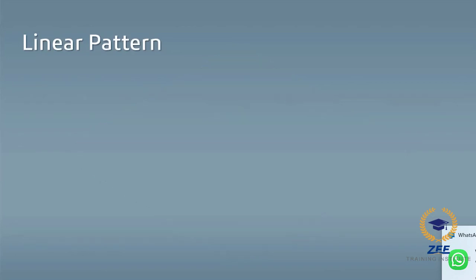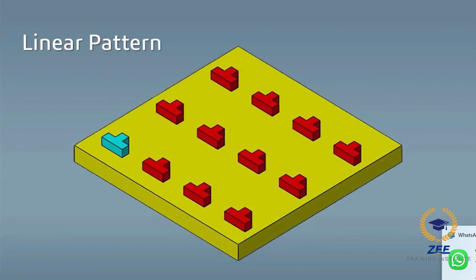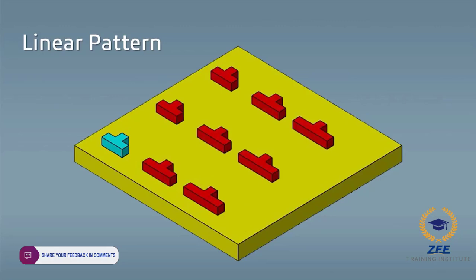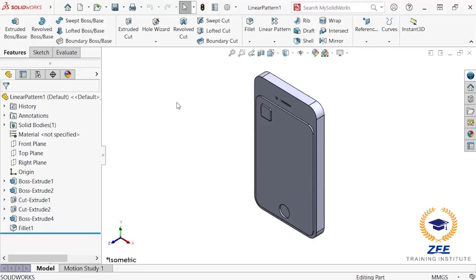In this tutorial, I'll use a few examples to demonstrate how the linear pattern works and show you how to use options such as skipping instances and patterning the seed only when a two-direction linear pattern is used. Finally, I'll go over the instances to vary option, which provides quite a bit of flexibility when using linear patterns.